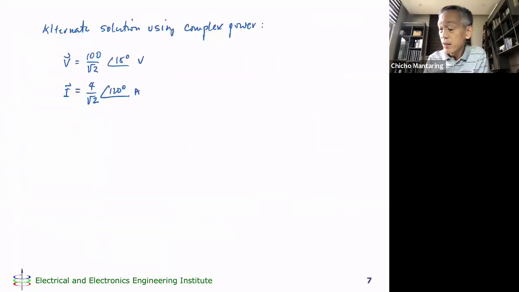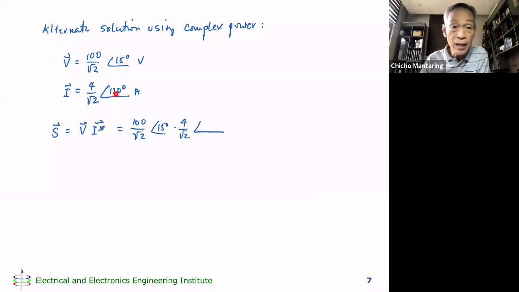Okay. What is our formula for apparent power? Apparent power is equal to the phasor voltage multiplied by the conjugate of your phasor current. So this is 100 over the square root of 2 at an angle 15 degrees multiplied by 4 over the square root of 2. Ano yung conjugate ng I? Ano mangyayari dito sa angle na to?